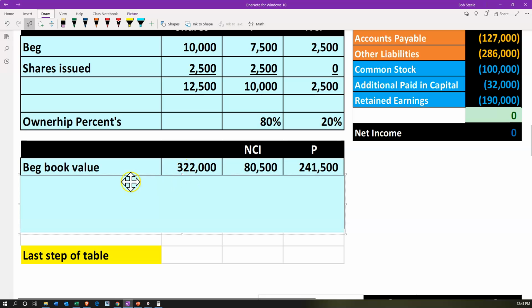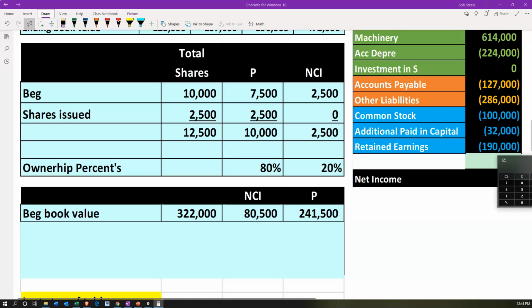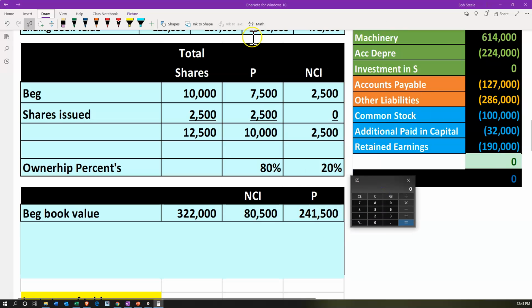So we're going to take the beginning book balance of S, $322,000. If I pull out the trusty calculator, that's the $100,000 plus the $32,000 plus the $190,000. That's the $322,000, the beginning equity section we have here, broken out 75-25. So that's the equity times 0.75, which goes to the parent, $241,500, and then the 25%, $80,500, going to the non-controlling interest. That's our starting point.